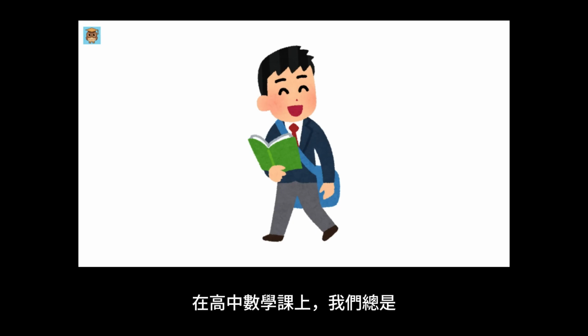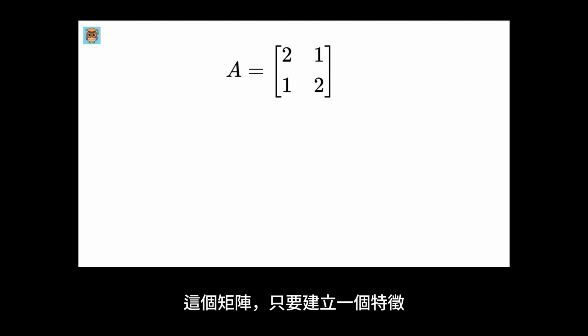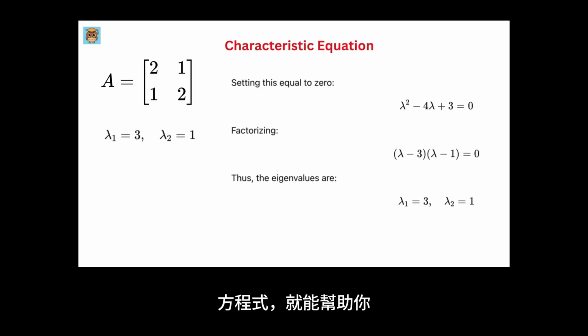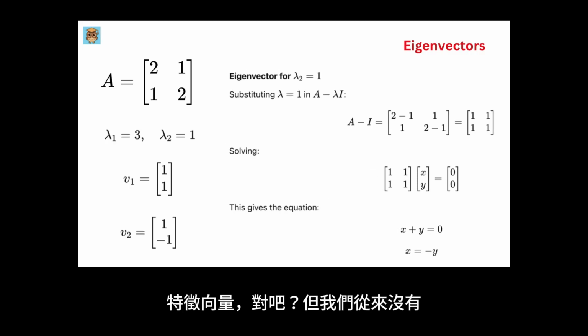In our high school math, we have always been told that if you're given a matrix, say this A matrix, just make a characteristic equation out of it. And that will help you find what we call eigenvalues of that matrix A. And then, for each eigenvalue, just solve this equation to get eigenvectors, right?